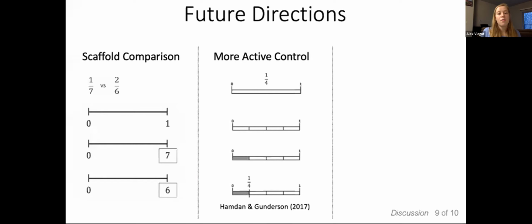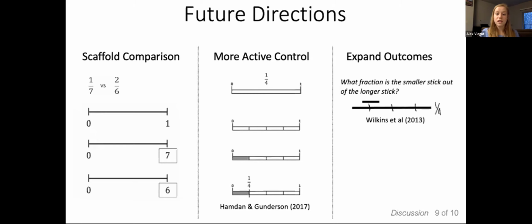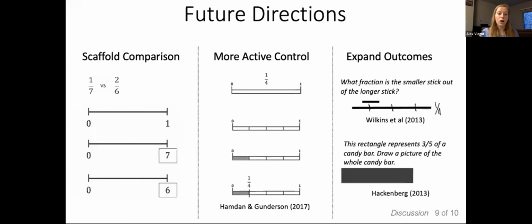And I also have been thinking a lot about what fraction learning or fraction knowledge really means and what kinds of outcomes are relevant here. So I want to expand to include some outcomes that math education researchers have used, but that we as psychologists tend to not use in our work. So for example, what fraction is the smaller stick out of the longer stick? Or this rectangle represents 3/5 of a candy bar. Draw a picture of the whole candy bar.